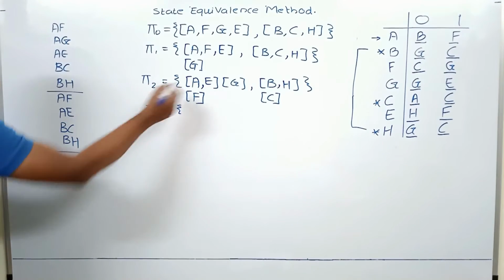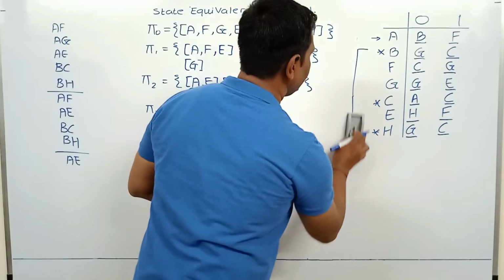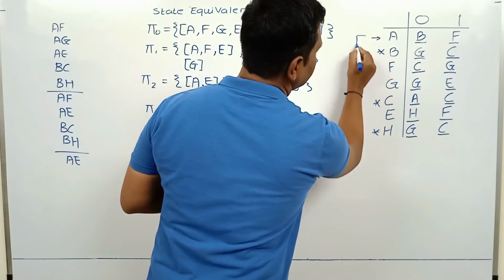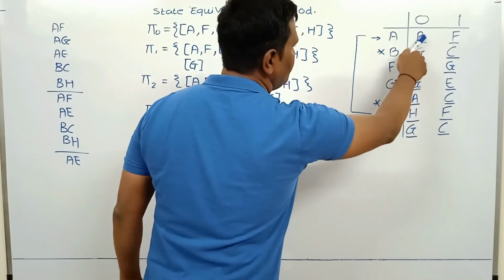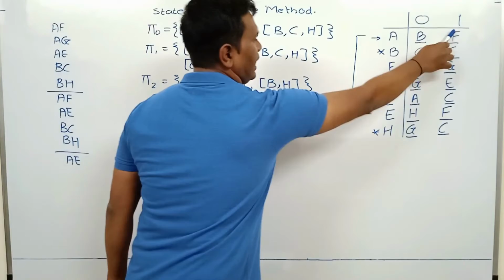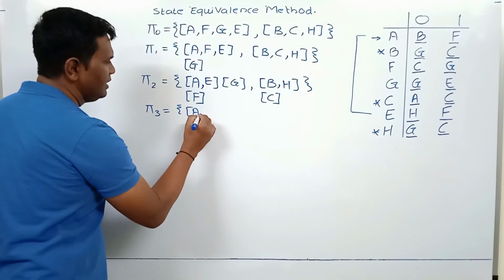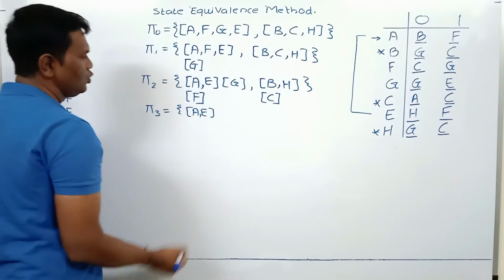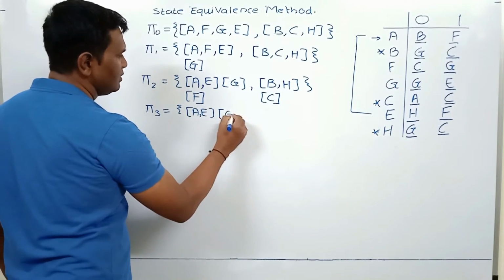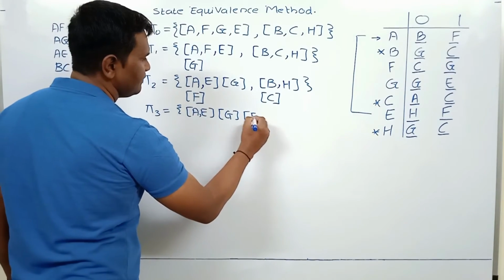We have to start with A and E. So B and H, they are in same group in two equivalent. F and F, same state, must be in same group. So A and E, they are three equivalent. We have to copy group G. We have to copy this group which contains only one state, F.